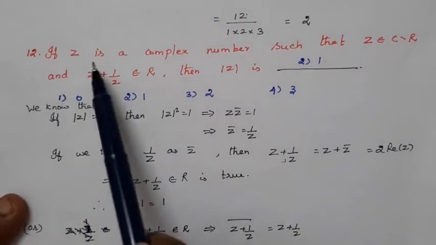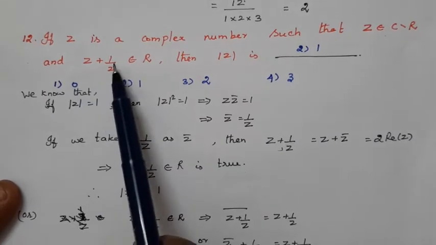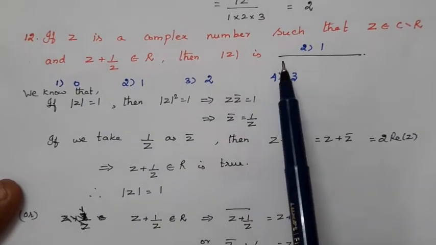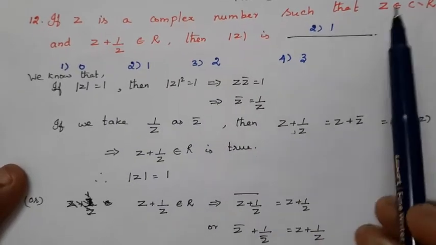Then the 12th one. If z is a complex number such that z belongs to C minus R and z plus 1 by z belongs to R, then modulus of z is dash. Options are 0, 1, 2 and 3. So what does this mean?